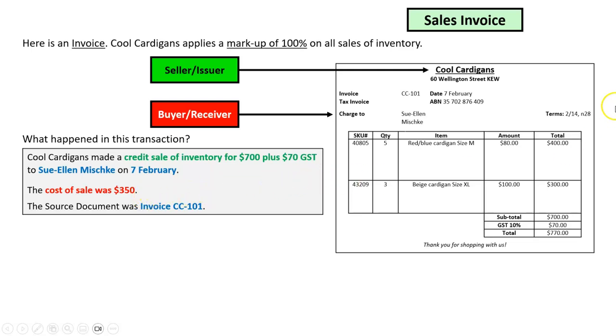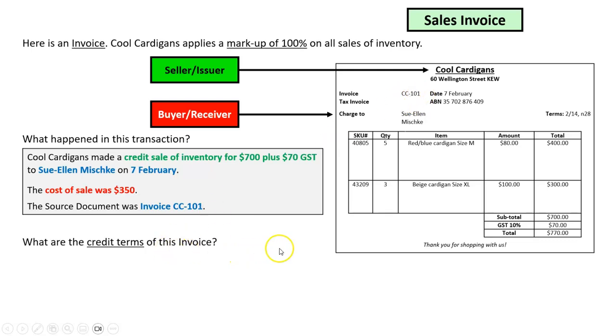Now, what's interesting about that is we cannot determine that from the document. No business in the world puts the cost price of the inventory on the invoice because then the customer can see it. So we cannot determine what the cost price is unless the question tells us. And in this case, it said it's a markup of 100%. So that would be a cost of sale of $350. And the source document that this was all recorded on was invoice CC 101 there.